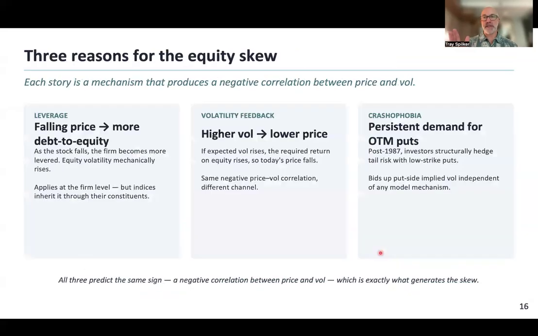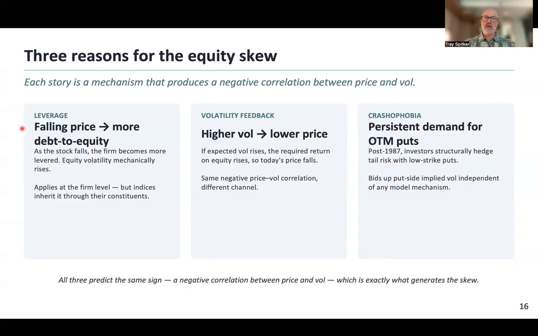Now, there's three reasons for this. All three share a structural feature in that they predict a negative correlation between the level of the index and its volatility. So when the market falls, volatility rises. And when the market rises, volatility tends to fall. And that's exactly what we observe empirically, and it's also exactly what generates this skew.